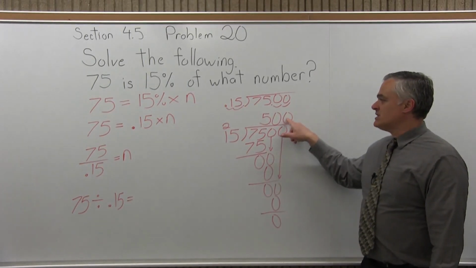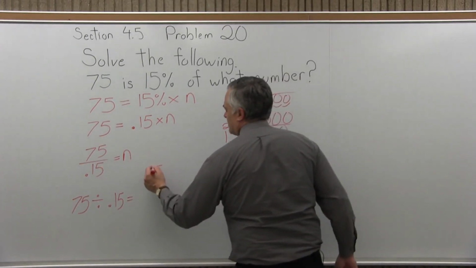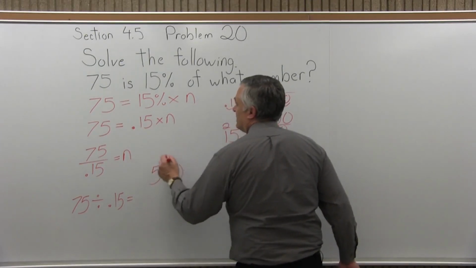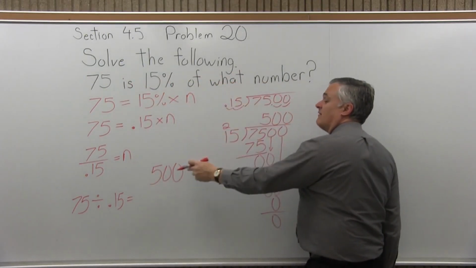The result of the division is 500. So that's the answer, 500. So 75 is 15% of 500.